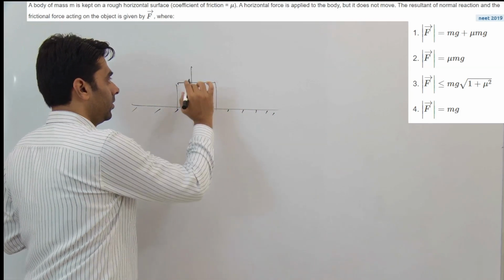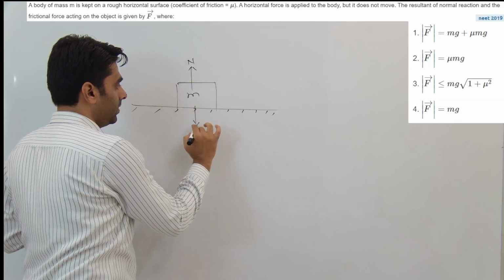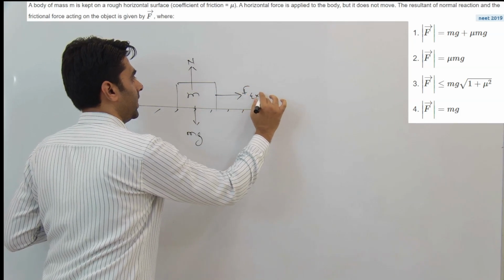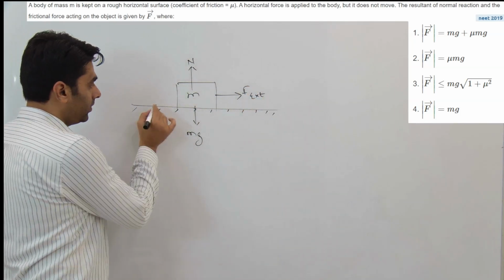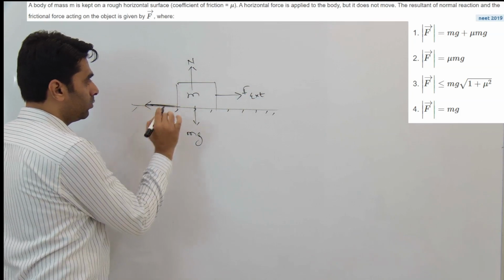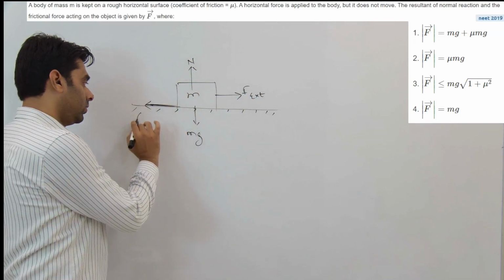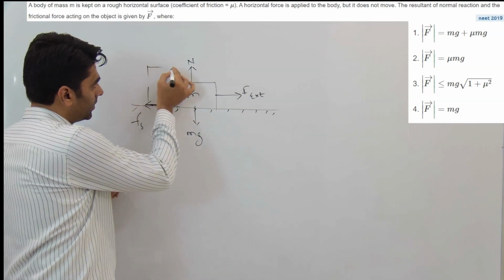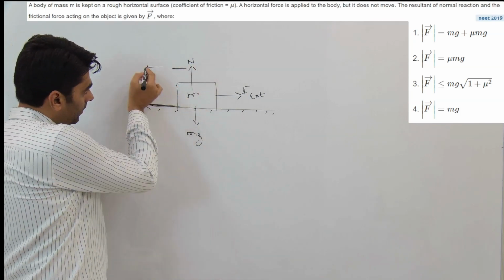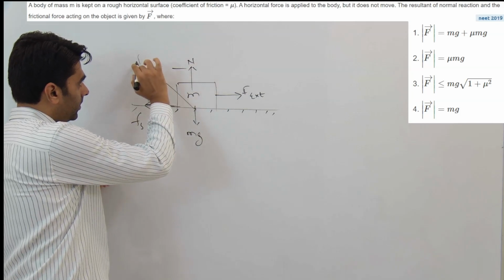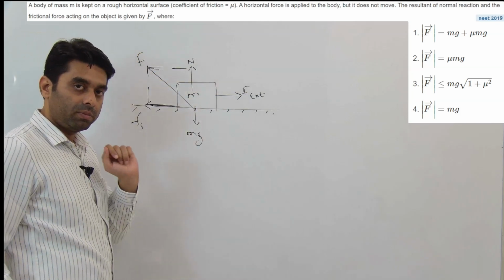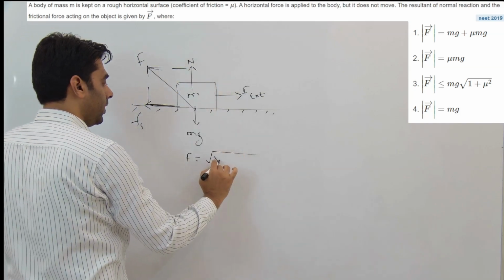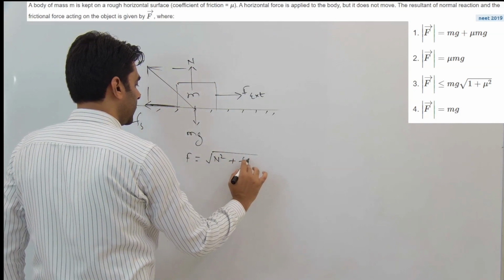Let's draw the FBD. Normal will be upward, mg will be downward, and an external force is acting on it. Some force is acting, but it does not move. That means the static friction will be opposite to the force, right? So this is the static friction which is acting. Resultant of normal and friction, if we see, this is our vector diagram, this is F given to us. How much will be the resultant? F will be root over normal square plus friction static square.